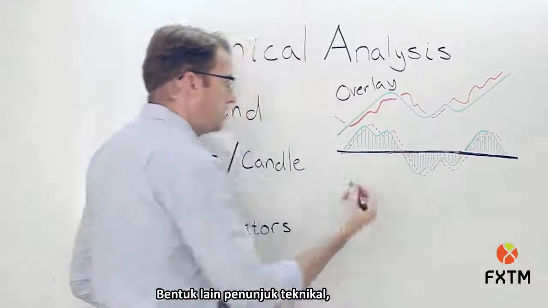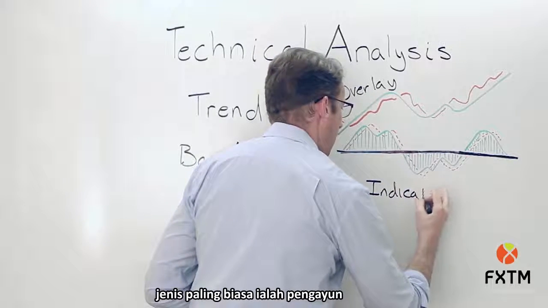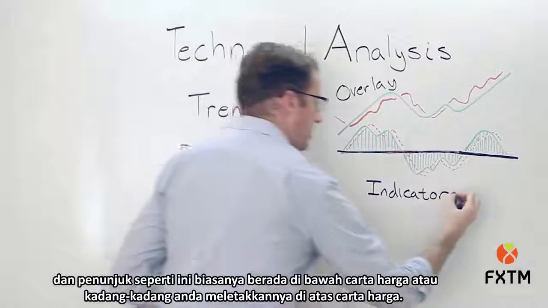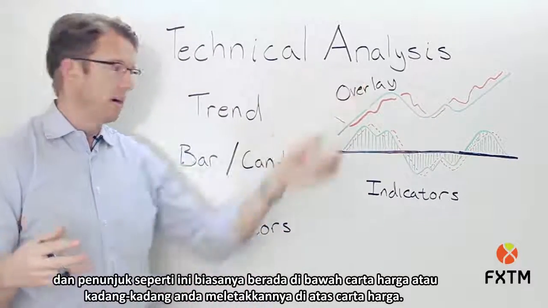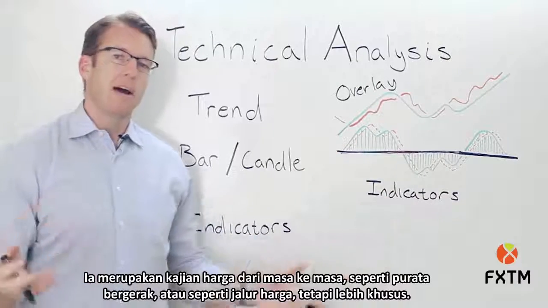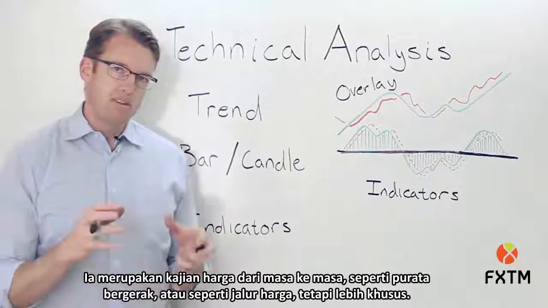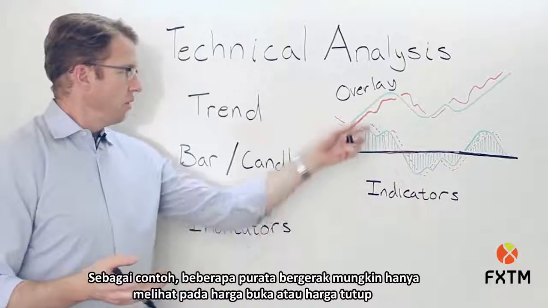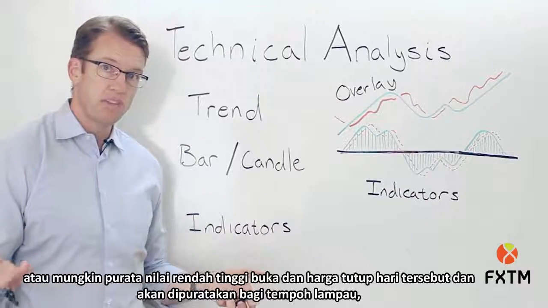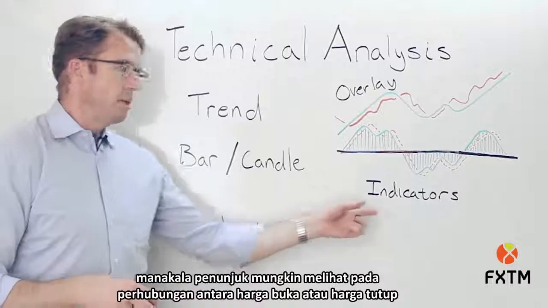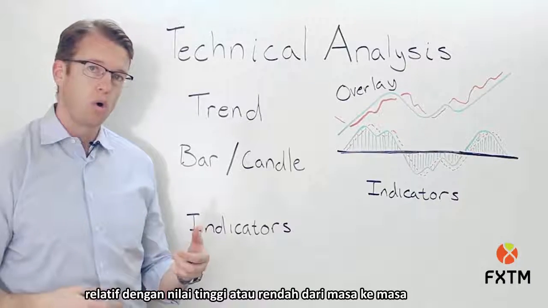Now, the other form of technical indicator, and we might just call these indicators in general, the most common type are oscillators, and indicators like this usually sit below the price chart, or sometimes you'll place them above the price chart. They are a study of price over time, like a moving average is, or like price bands are, but they are more specialized. So for example, some moving averages may only look at the open price or the close price, or maybe an average of the open, high, low, and close for the day, and then they'll average that over a look-back period. While indicators may look at the relationship between the open or the close price relative to the high or the low over time.